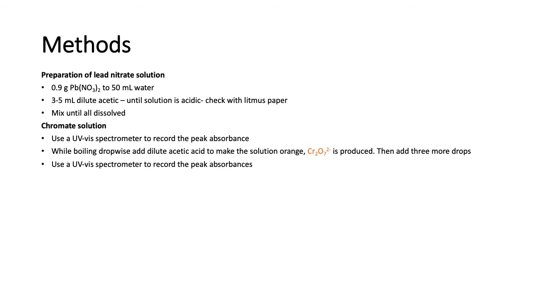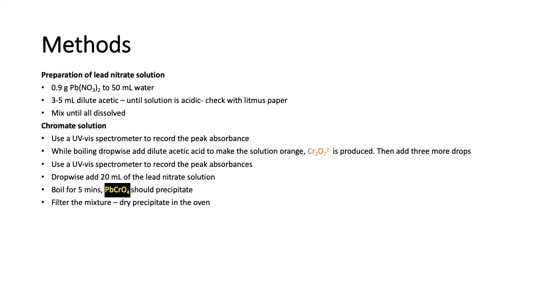Then afterwards, because you added the acid, the equilibrium changed, and a lot of the orange product is made. You should see a good difference, and you should see at least some of both the orange and the yellow color for the two complexes. You record those peak absorbances. Then you add dropwise 20 ml of lead nitrate. You boil it for 5 minutes, and the chrome yellow should precipitate.